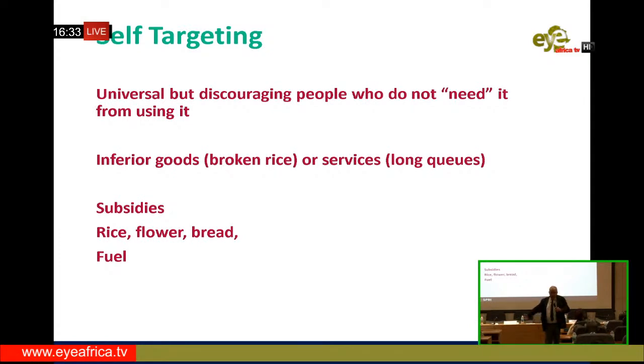Okay, you may like it. I never had a look at what happens in this country. We did research in the Maldives where there was a fuel subsidy, a sugar subsidy, and a flour subsidy.